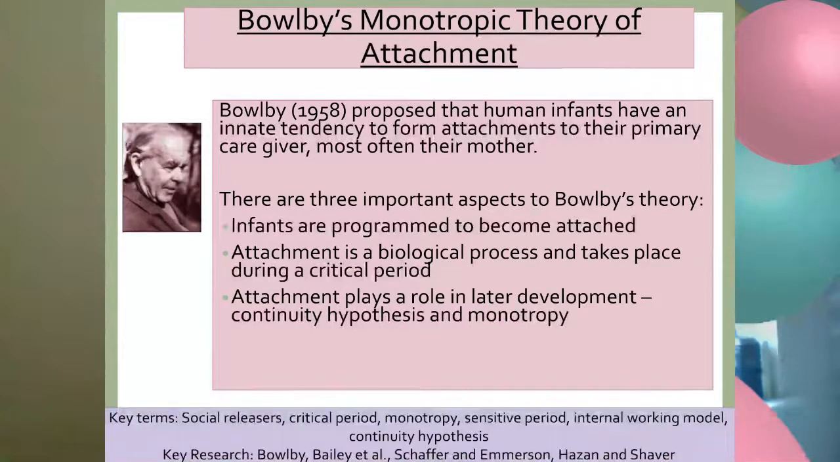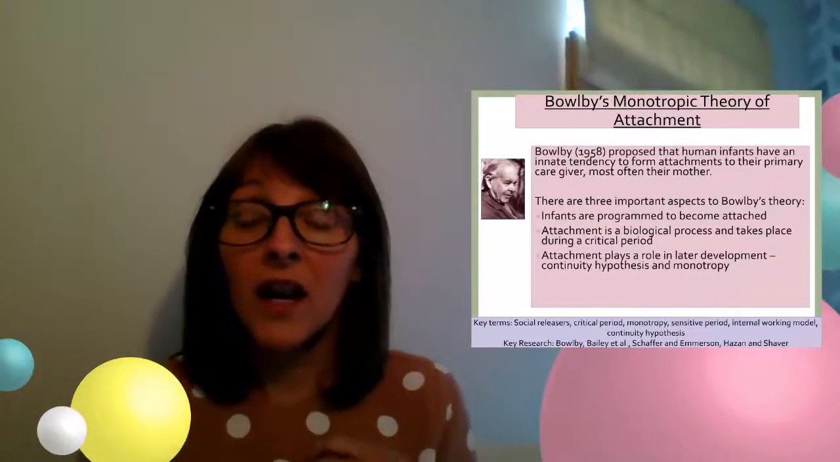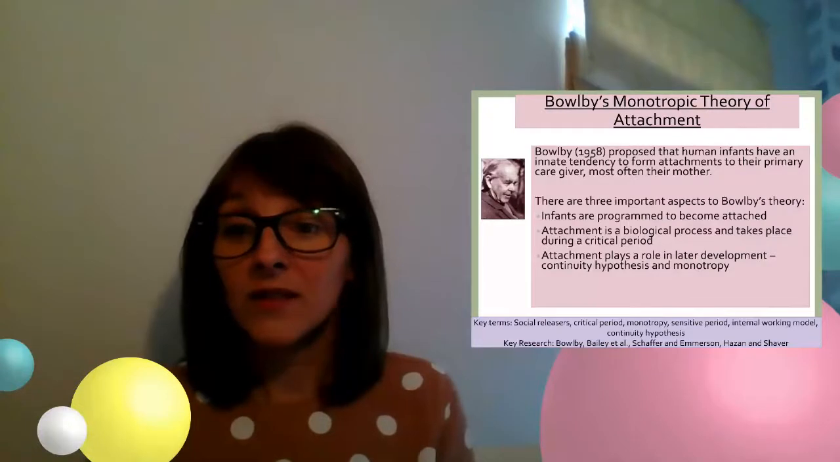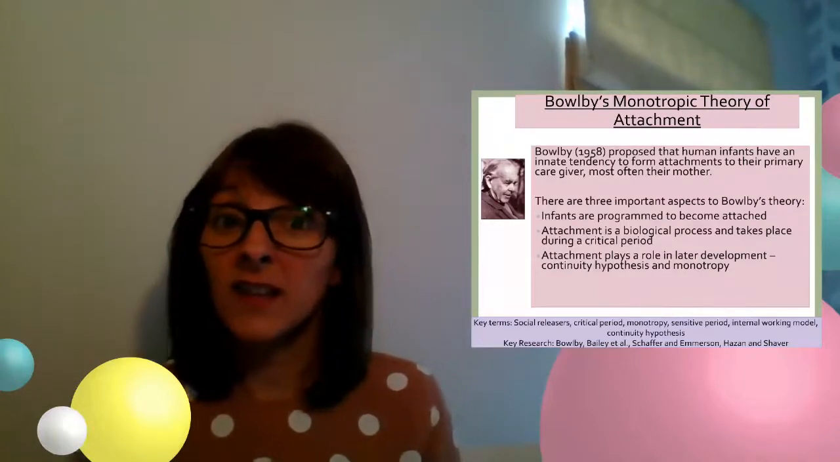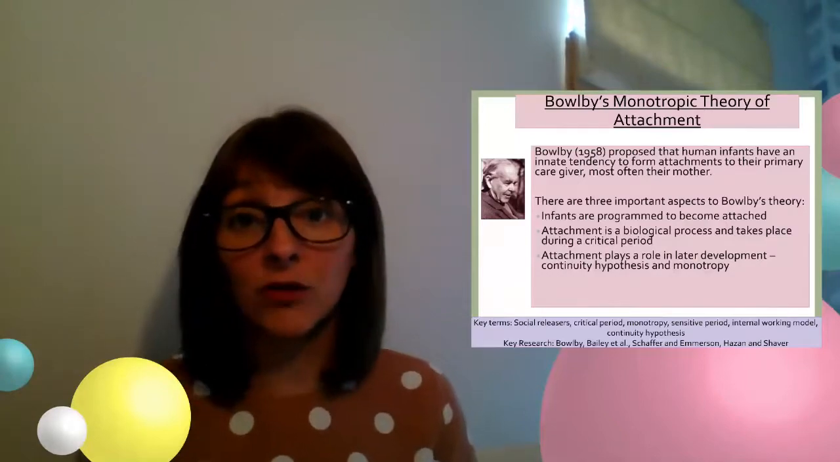So that's kind of similar to the final point. Attachment plays a role in later development. So this is the idea that the attachment that you have as an infant affects your development throughout life, and it can also affect your future relationships and future attachments that you have with other people, and even that you have with your children. Because we saw in Harlow's monkeys that the monkeys that didn't have that attachment, that affected them for the rest of their lives as well. So that's where Bowlby and Harlow kind of cross over a little bit.